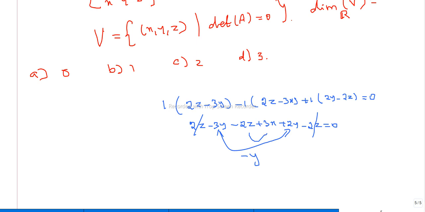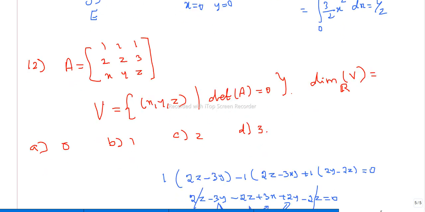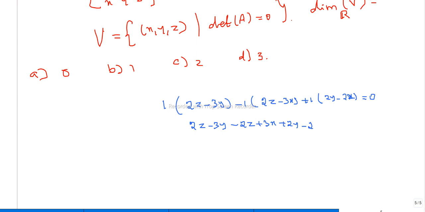Did I make any mistake? Now we have only one x term. I think I made some mistake. The last one is actually 2y minus, this is not z, actually it is 2x. So totally I was wrong. This is not 2z, actually it's 2x. So therefore 2y minus 2x equal to 0.